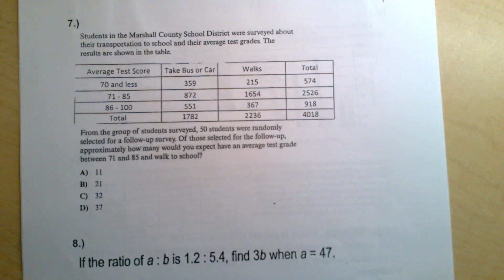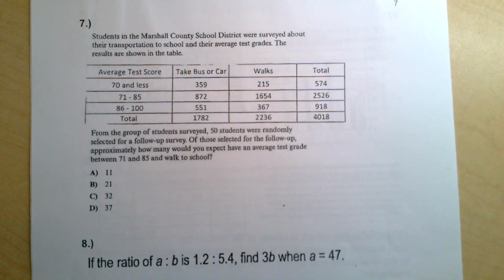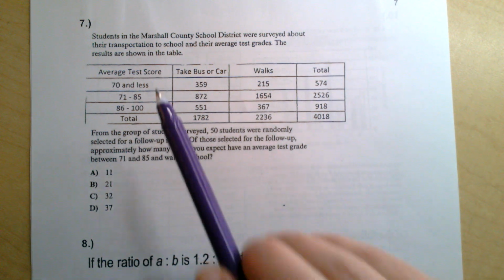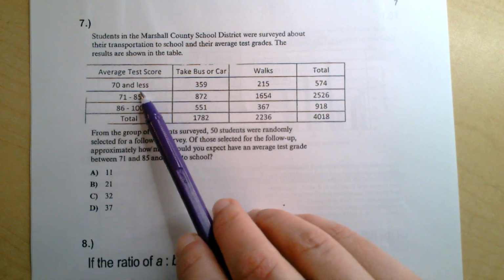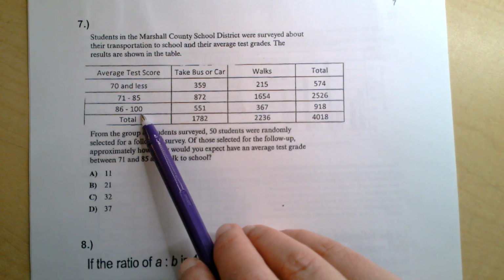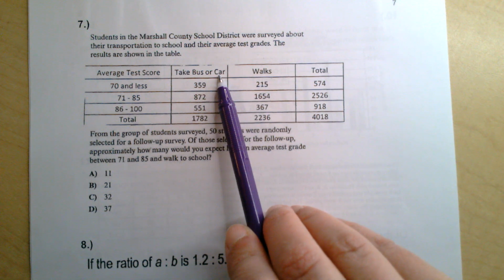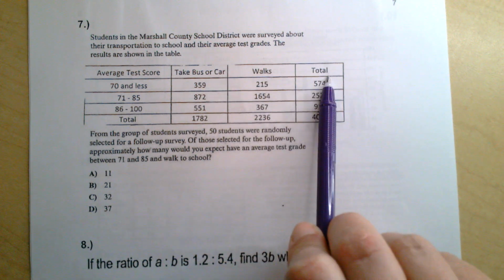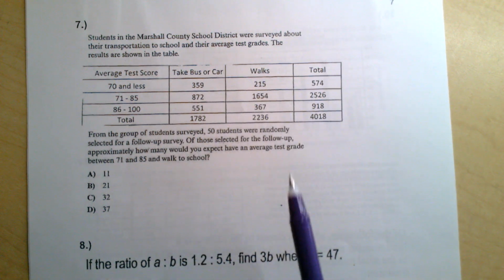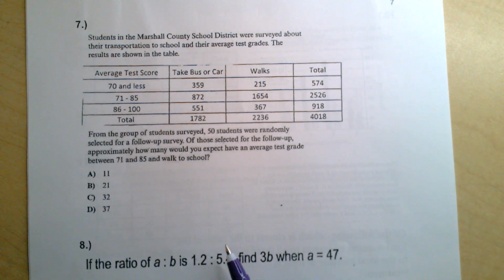We're halfway done, everybody. Students in the Marshall County School District were surveyed about their transportation to school and their average test grades. The results are shown in the table. We have average test score 70 or less all the way to 86 to 100. All right, we have they take a bus or a car to school, they walk, and we have a total here and total here. Okay, let's see what the question wants us to do.